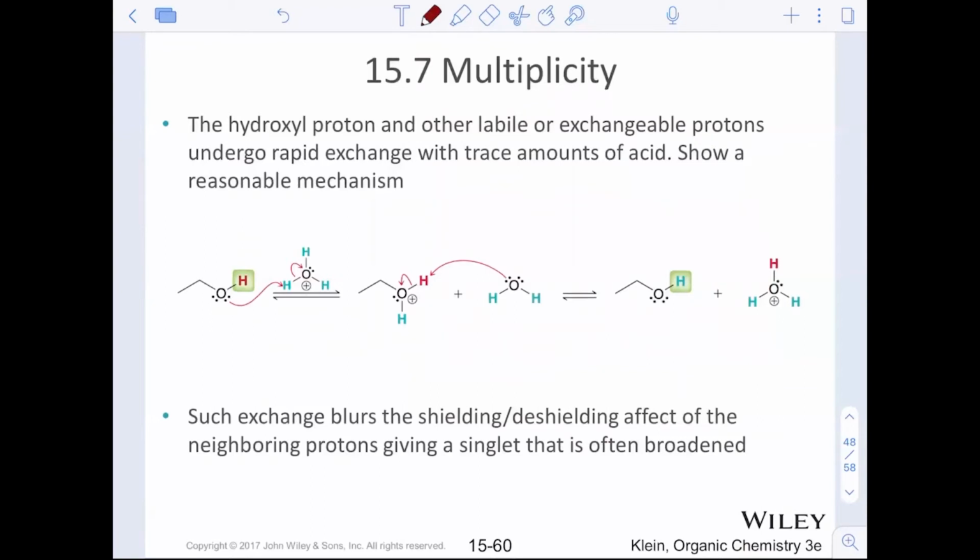Now, the hydroxyl proton does not go into splitting. I said it acts as like a hedge. The reason for not undergoing the splitting is because of the rapid exchange of protons with trace amounts of acid that could be in the solution, right? So because of that, those protons are switching back and forth. So the exchange of proton transfers that could be happening in the solution, happening in the NMR, blurs the shielding and de-shielding effects of neighboring protons. So sometimes we don't see that splitting occur.